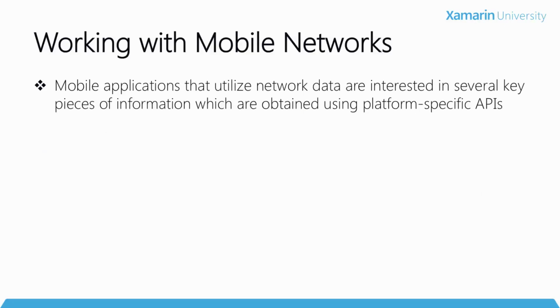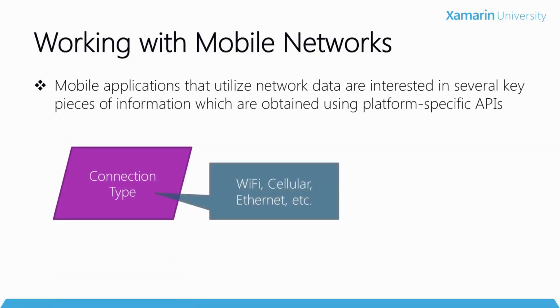To start with, there are three things that you will be concerned with knowing about your network connection. First, you'll want to know the type of connection. Often on mobile devices, we have different network types that we can connect to, such as cellular, Wi-Fi, and sometimes Ethernet over USB.